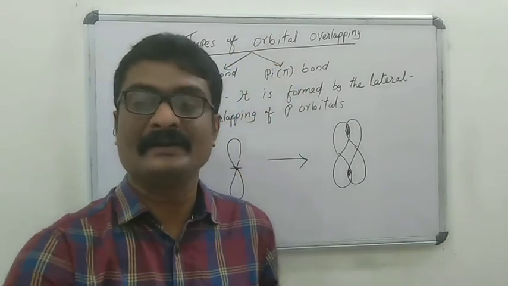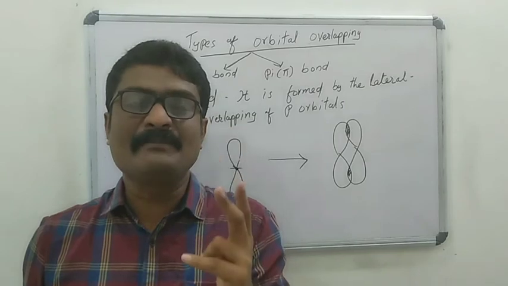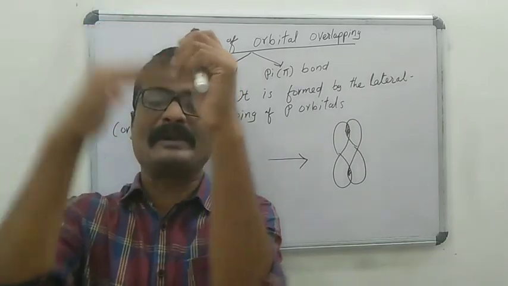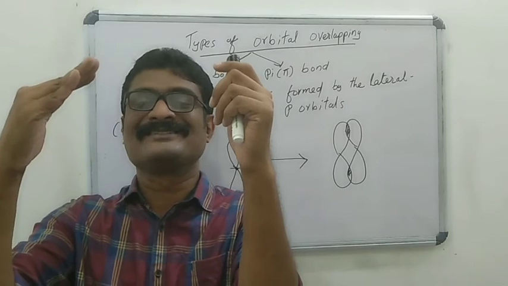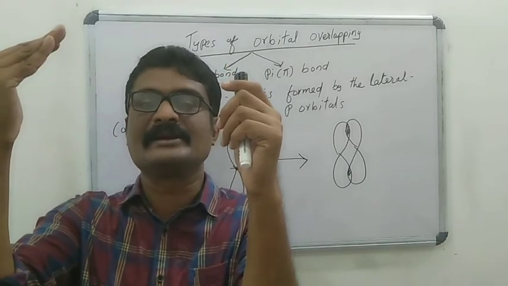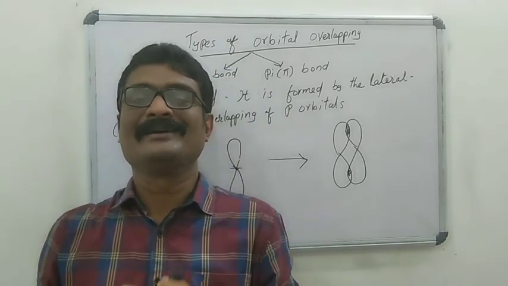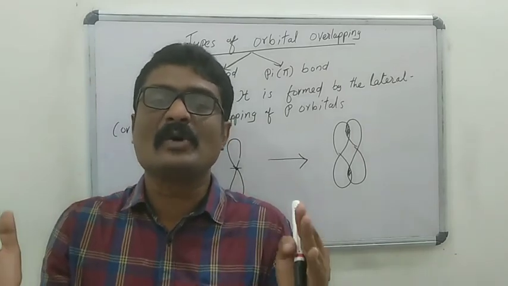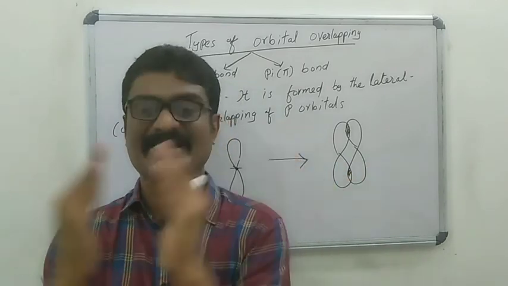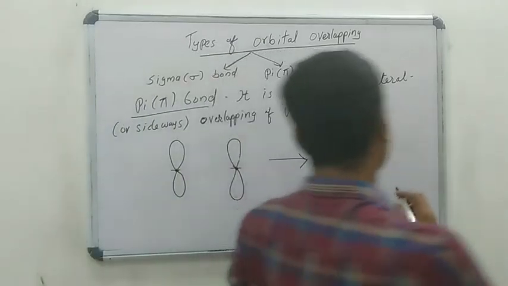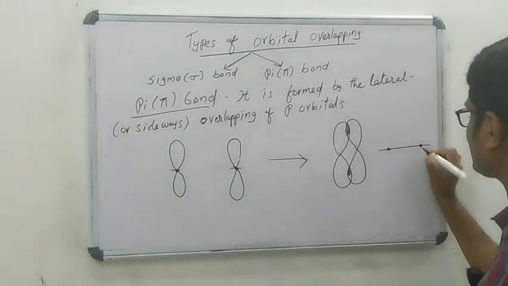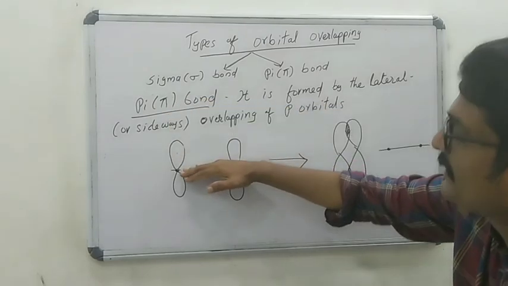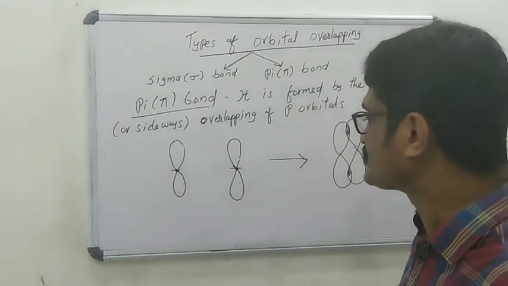Please listen. The pi bond consists of two electron clouds, above the internuclear axis and below the internuclear axis, or we can say the pi bond consists of two electron clouds above and below the plane of the two atoms which are involved in bond formation. Like this. This is the internuclear axis. Then here these two lobes lie above the internuclear axis.